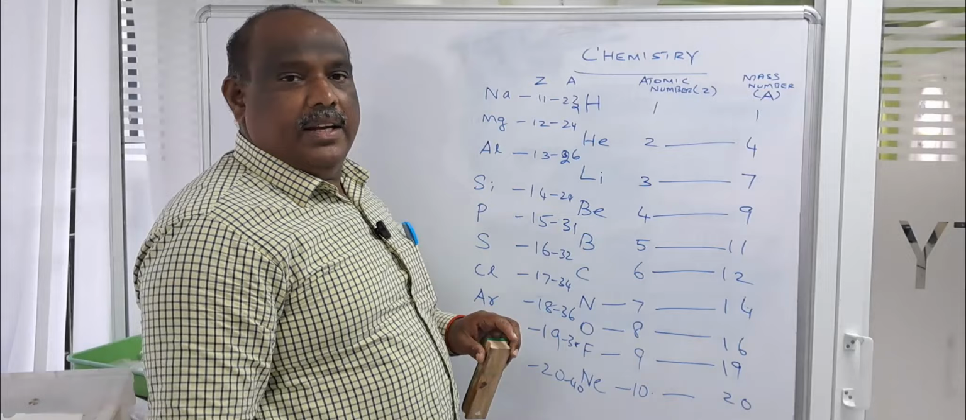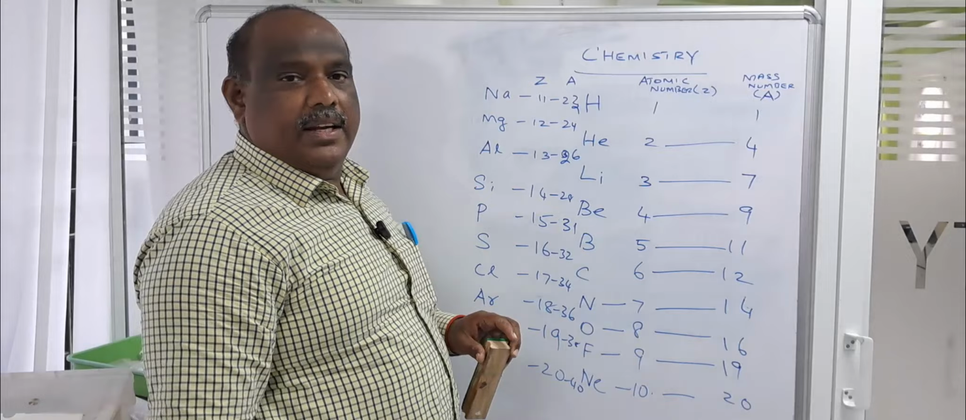Twice the atomic number. So it will be 1, 4, 6, 8, 10, 12, 14, 16. I am telling approximately, not accurately. Neon is 20, sodium is 22, magnesium is 24, aluminium is 26, then silicon is 28, phosphorus is 30, sulfur is 32, chlorine is 34, argon is 36, this is 38, this is 40. This is what I generally used to tell my students.